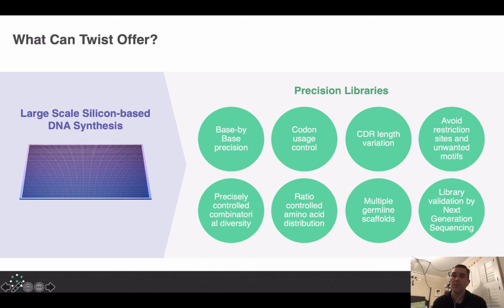If we wish to, we can actually have multiple lengths for CDRs, in particular for heavy chain CDR3. Of course, we can avoid any restriction sites and any motifs in our libraries as we build them. It gives us really, again, precise combinatorial control over what CDRs we mix together. We can do ratio-based amino acid distribution, and if we choose to, we also can have multiple germline scaffolds as part of our library. And then finally, at the end of the day, all of our libraries are validated by next generation sequencing.